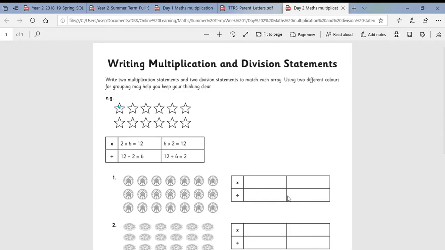And then I will do the same on the other side, starting with 21 divided by 3. So how many 3s are there in 21? There are 1, 2, 3, 4, 5, 6, 7 3s in 21. So 21 divided by 3 equals 7. So that is how you will have 4 different statements for this array.